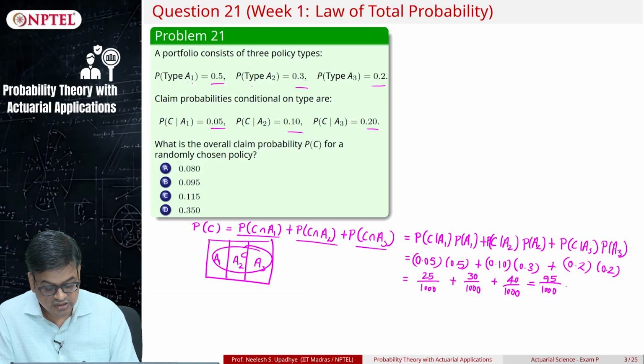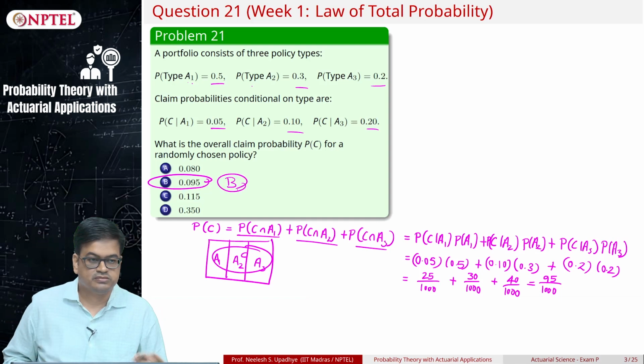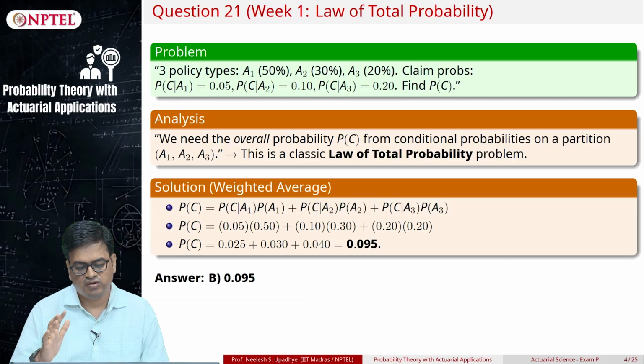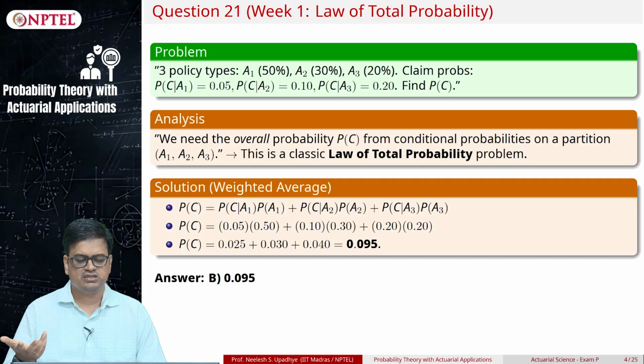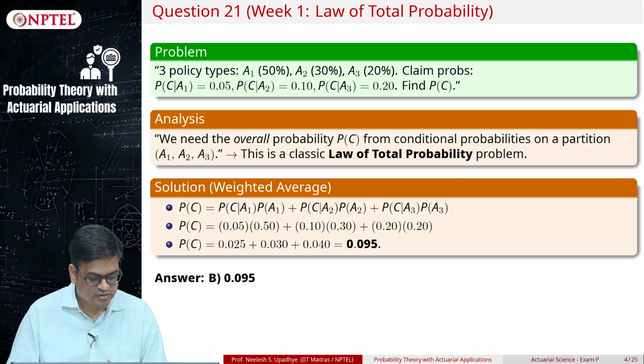Is there any answer corresponding to this? Right. So, B is the correct answer. We can also write this in a printed form like this. It is very simple. Once you guess this is a law of total probability problem, essentially it is a weighted average, and you just have to enlist all the terms and write appropriate numbers. Wonderful. So, we have solved question 21.